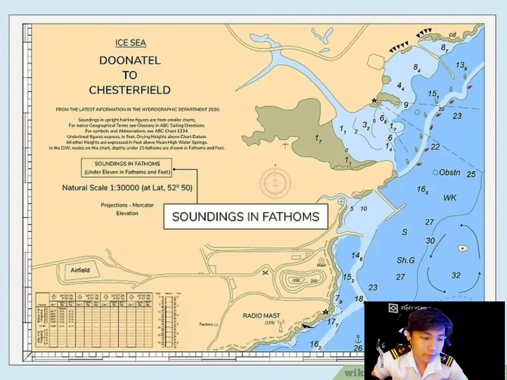Step 2. Find the unit of measurement used to indicate water depth. Look in the upper right corner of the map near the scale. You will see the unit of measurement printed in big letters. You need to know this because charts use all sorts of different measurements. Your chart could include feet, fathoms, or meters.